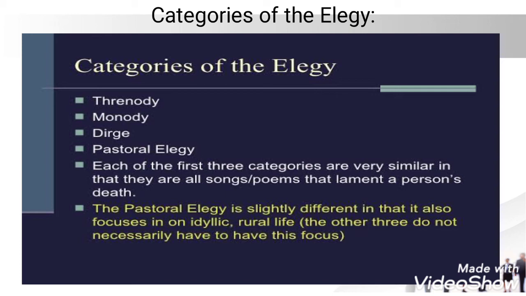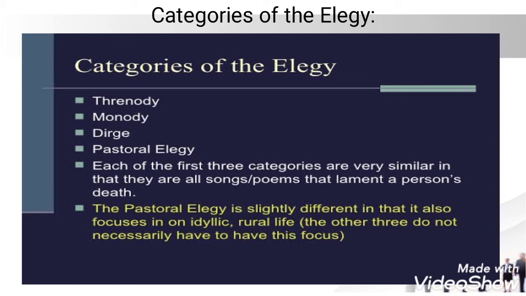Dirge is a versified expression of grief on the occasion of the death of a particular person. But it differs from the elegy in that it is short and less formal. Keep in mind, it is less formal and short. It is usually presented as a text to be sung. So it's a type of song. Examples are William Shakespeare's Full Fathom Five Thy Father Lies and William Collins' song from Shakespeare's Cymbeline. So it's a dirge type of song.